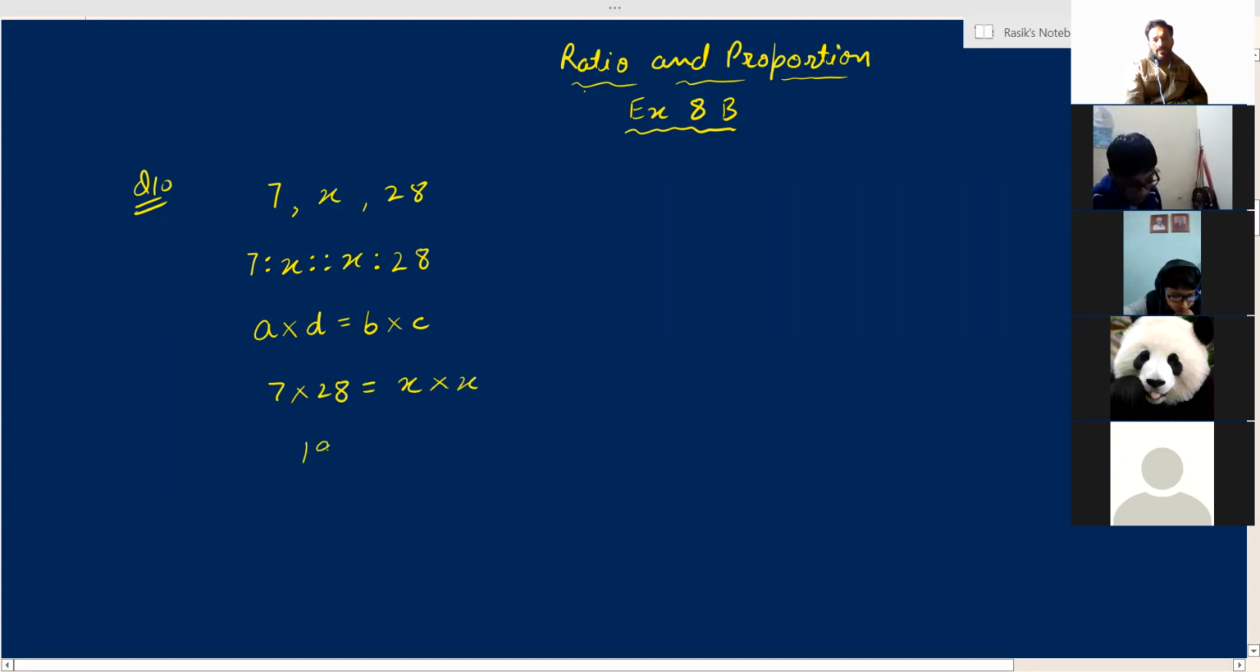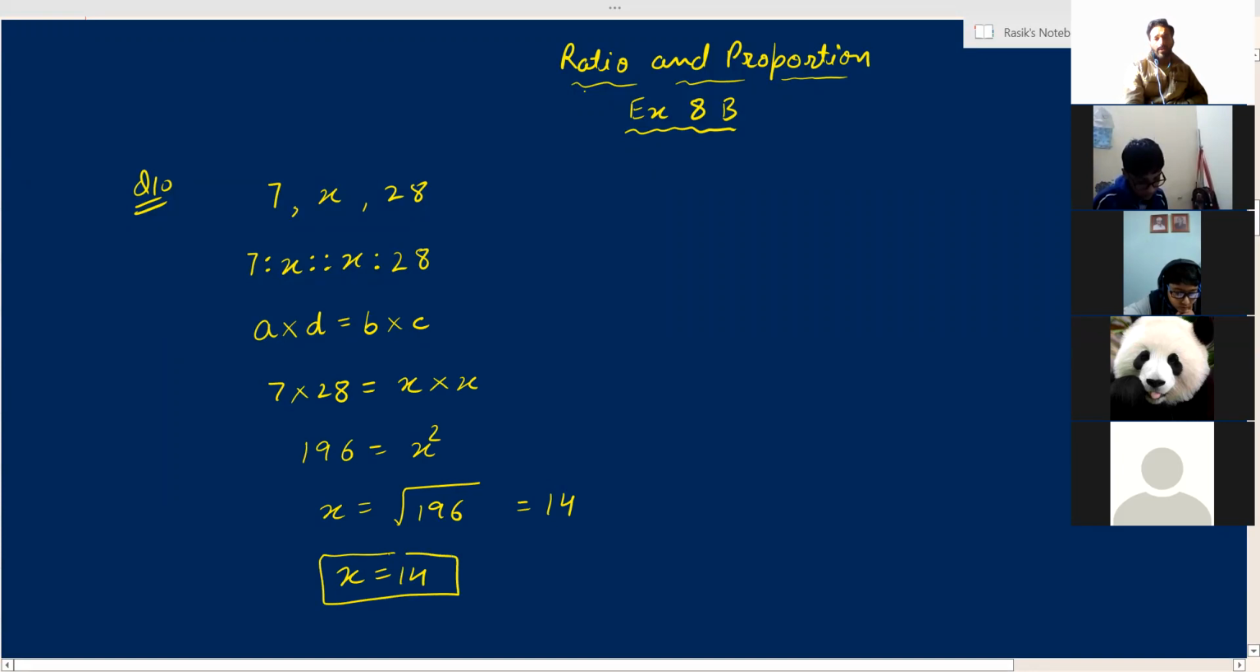7 into 28 is 196. x into x is x square. That means x will be equal to the square root of 196. The square root of 196 is 14. Therefore, x equals 14. Do you all know how to find the square root of a number? Yes, sir, we have done it by prime factorization. Yes, we can find square root by using the prime factorization method.